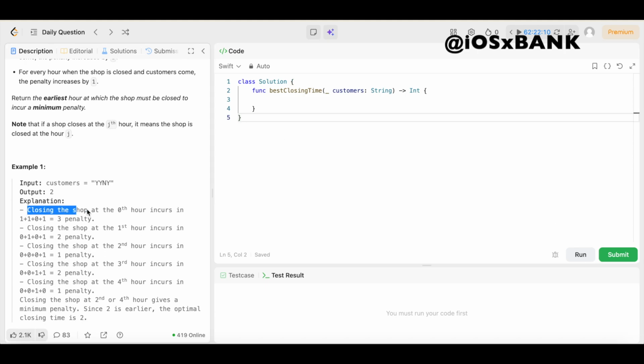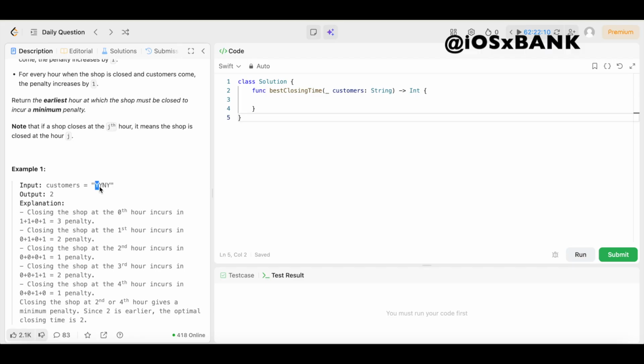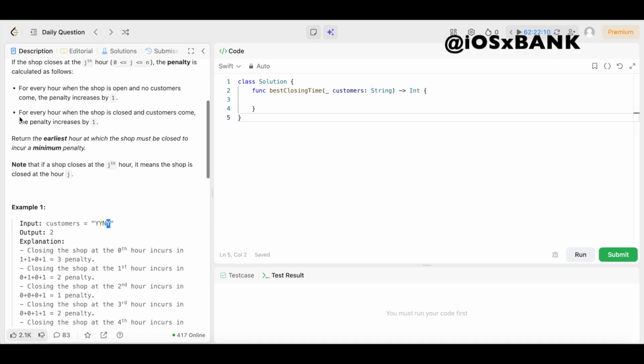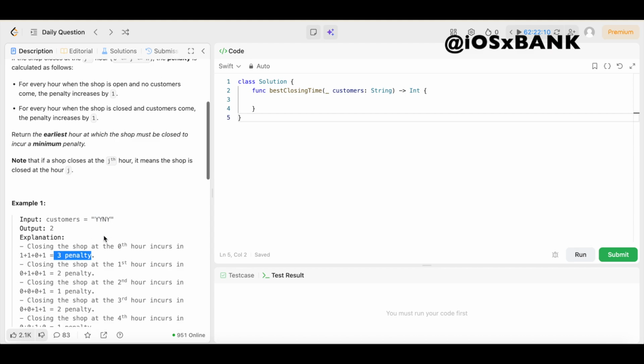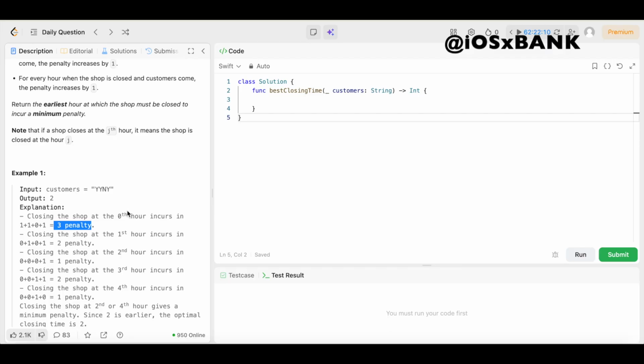So closing the shop at the 0th hour is 1 plus 1 plus 0 plus 1, which equals 3. If we close the shop right here, that means we have a customer coming here, a customer coming here, and a customer coming here. It says right here, for every hour when the shop is closed and customers come, the penalty is increased by 1. So since the shop is closed and we have 3 customers that were supposed to come, but the shop closed right when the first customer was supposed to come, that's 3 penalties that we incurred, right? Boom. So now let's see if we could reduce those penalties.